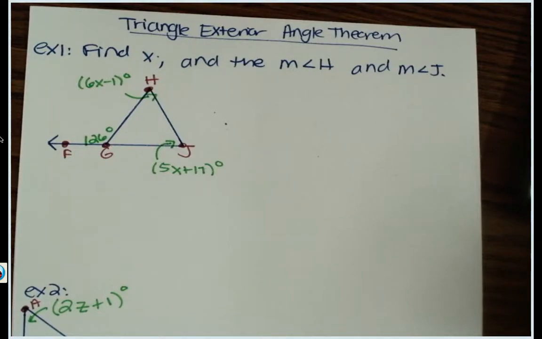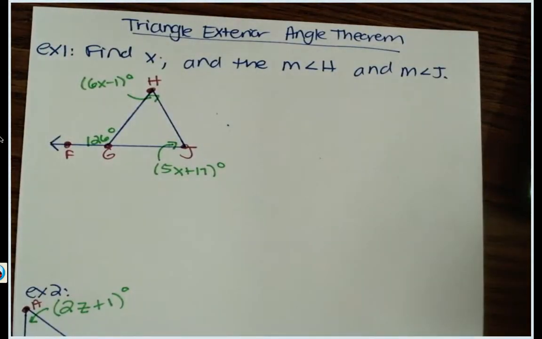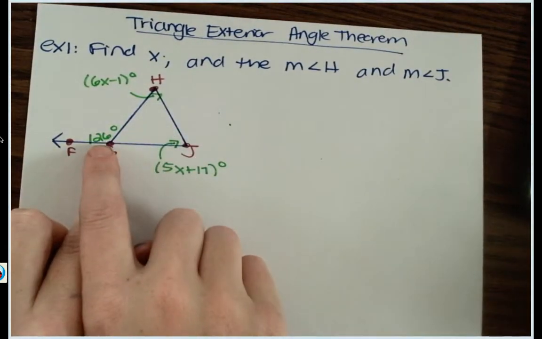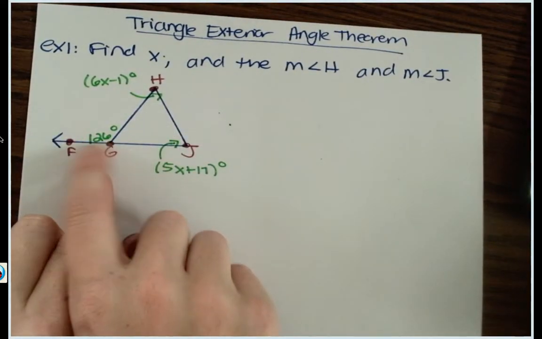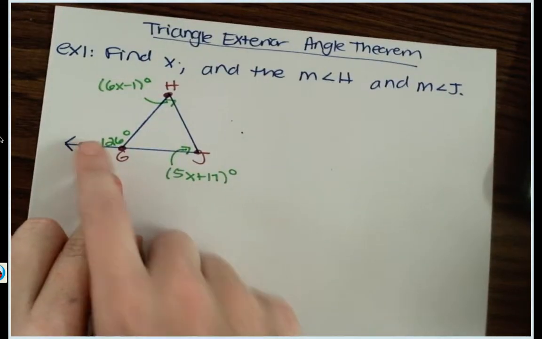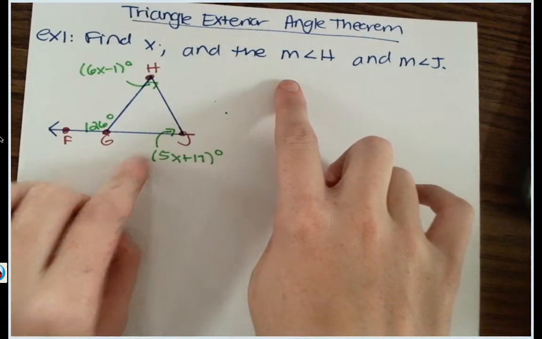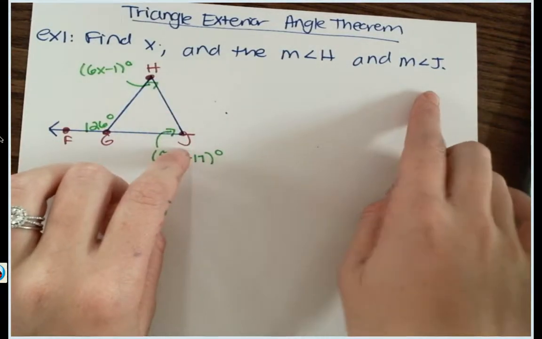Hello everyone, I know you are super excited to learn about the triangle exterior angle theorem and how to apply it to a problem. If you notice in the problem, we have a triangle with this nifty exterior angle, this extension off the end which forms an exterior angle. It says find x and the measure of angle H and the measure of angle J.